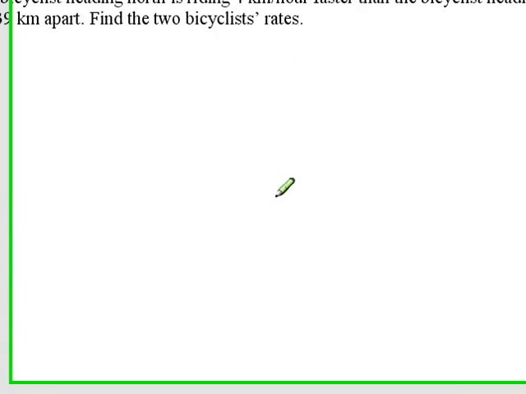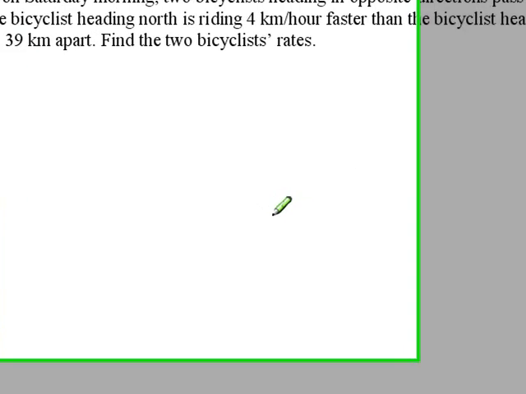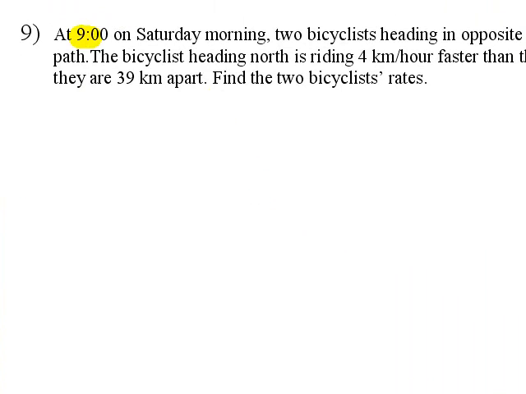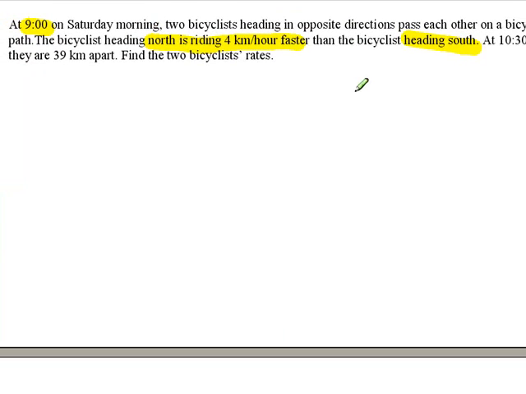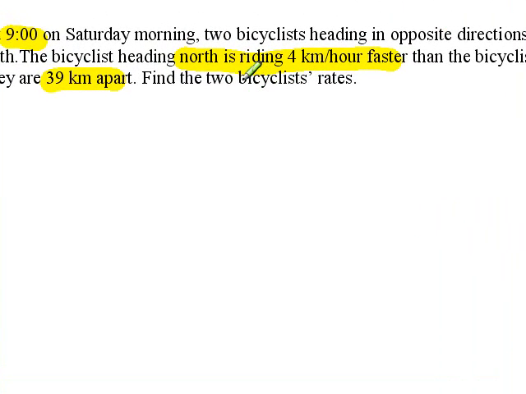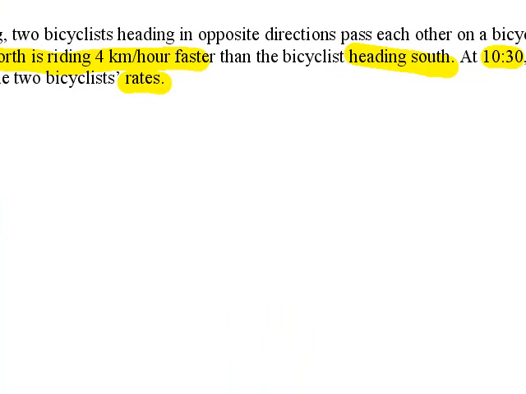Okay, number 9 is easily the most difficult problem on the exam here. So let's take a look at number 9 and break it down. It says at 9 o'clock on a Saturday morning, 2 cyclists are heading in opposite directions. They pass each other on a path. The bicycle heading north is 4 kilometers an hour faster than the one heading south. It says at 10:30 they're 39 kilometers apart. The question is, what are the 2 bicyclists' rates? In other words, how fast are they going?